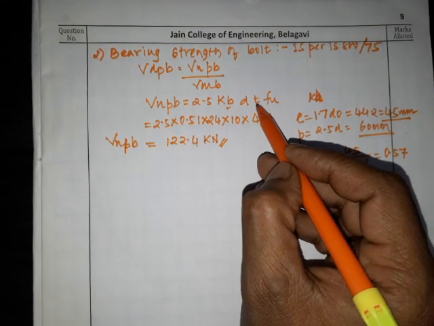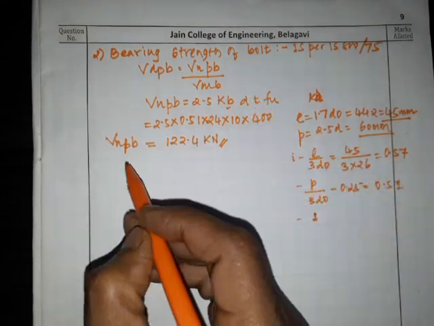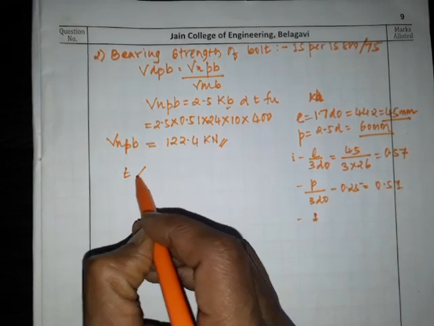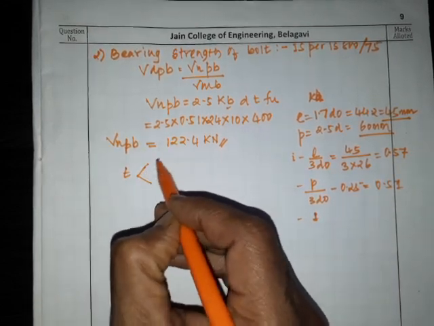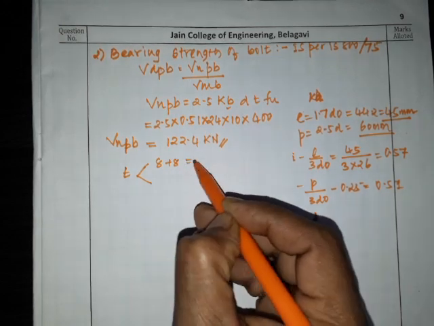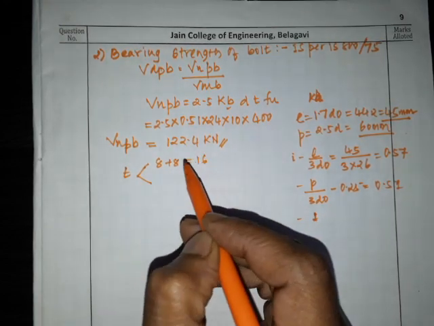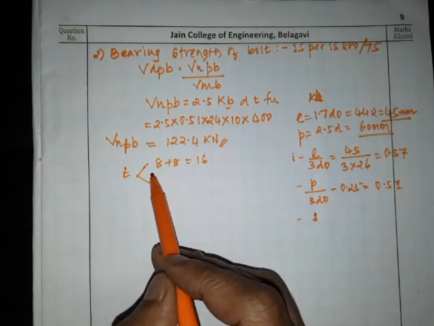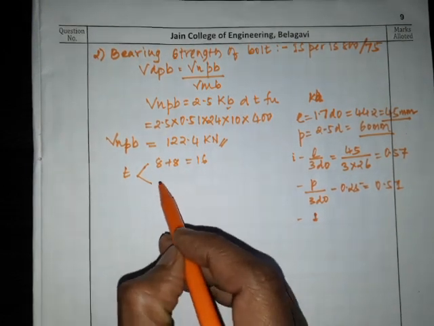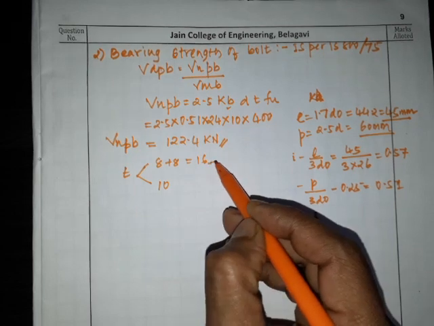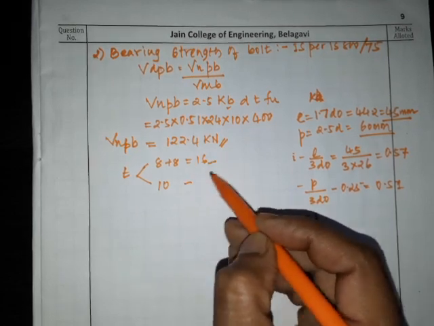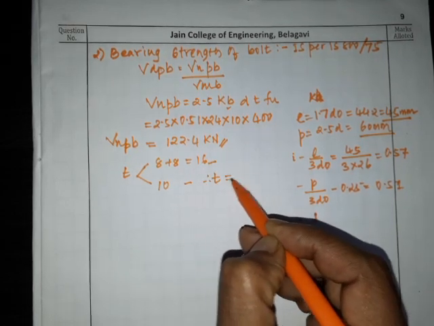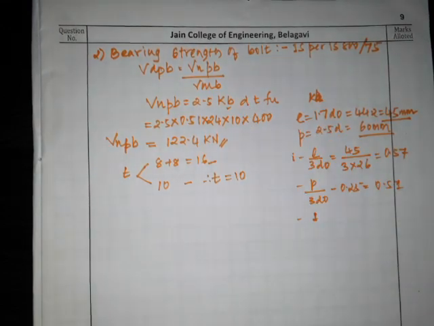If you want the clarification for T, T will be the least of what? The two angle thickness is 8 plus 8, 16, because we are using two angles back to back, or the gusset plate 10. So out of these two, the least will be 10. Therefore T will be 10. That is what I have used here.